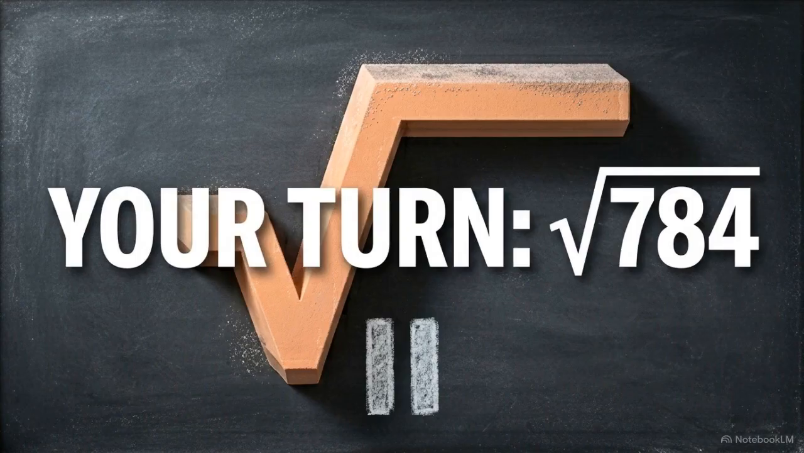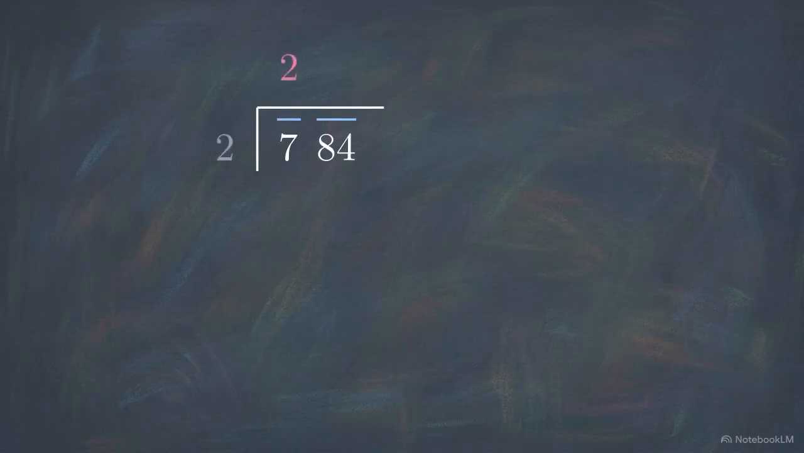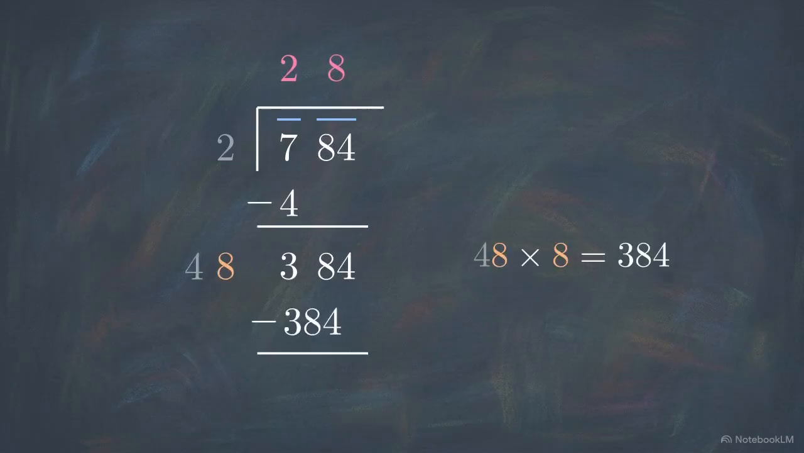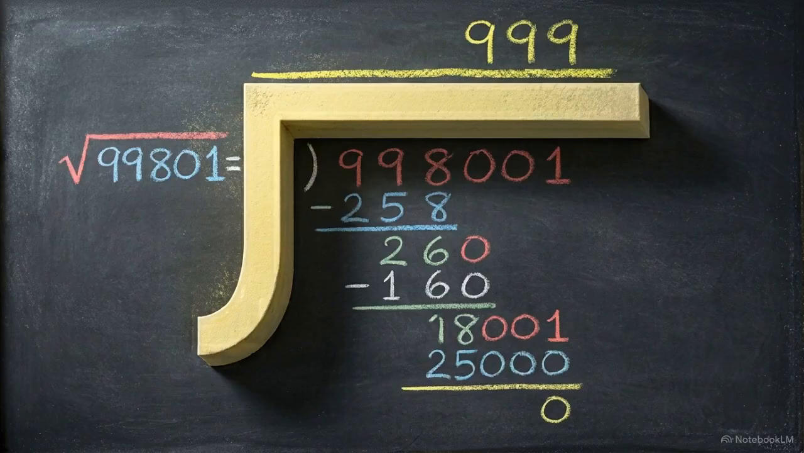Pause the video here and try this sequence yourself. Use the long division method to find the square root of 784. Let's check your work. Following those same steps of grouping, doubling, and finding the multiplier, you should arrive at a final quotient of 28. This algorithm may feel complex at first, but mastering it ensures you can solve any large perfect square you encounter.